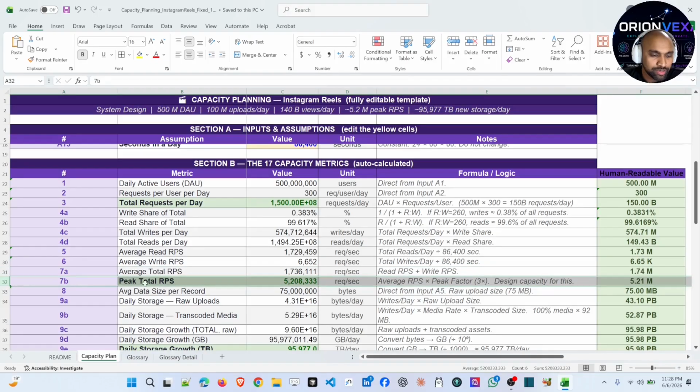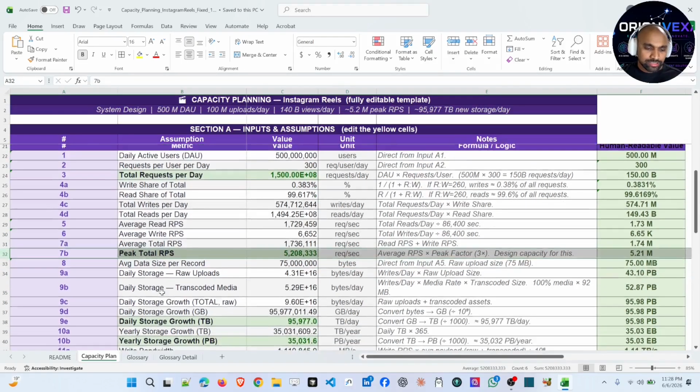From this, we can calculate the peak total RPS. Peak total RPS is the average RPS multiplied by the peak factor. Peak RPS means there is a peak factor when there is high throughput, high traffic. At that time, we are considering increasing the load by 3 times. Load means traffic load.